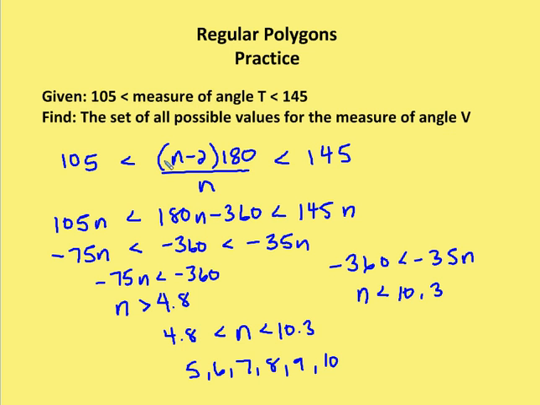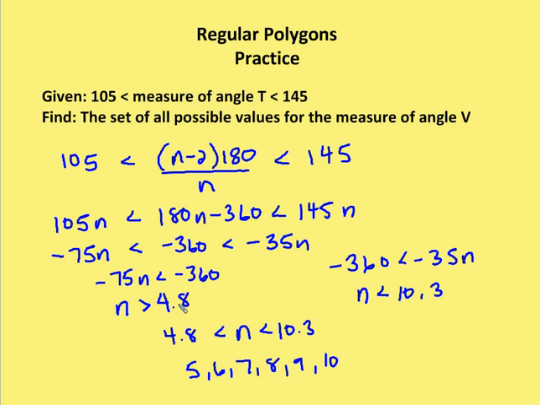If I write this as a combined inequality, I know that n needs to be greater than 4.8 but less than 10.3. So the possible numbers of sides of a polygon would be 5, 6, 7, 8, 9, or 10. So I have a pentagon, a hexagon, a heptagon, an octagon, a nonagon, and a decagon. All right, so those are the 6 different possibilities.